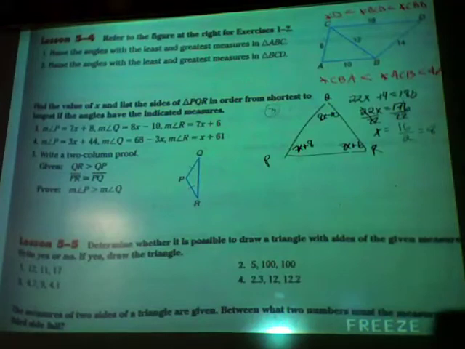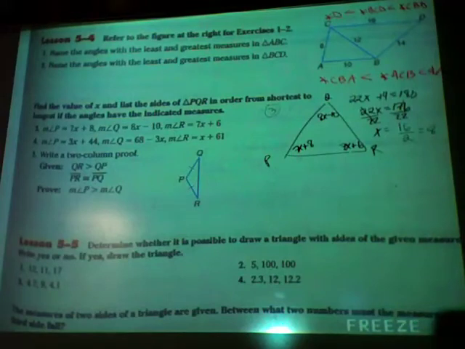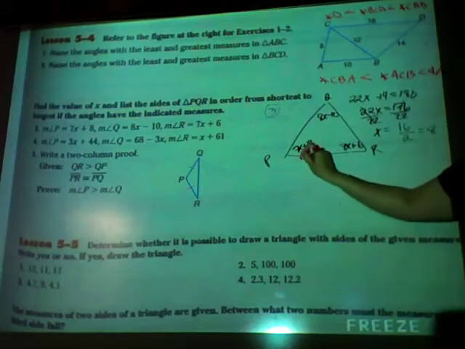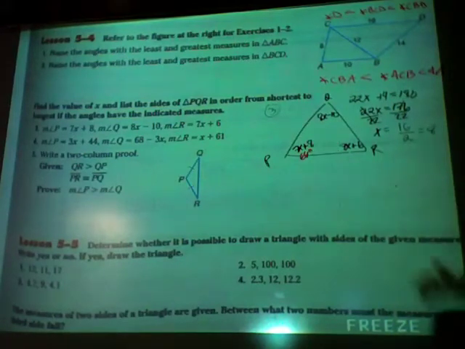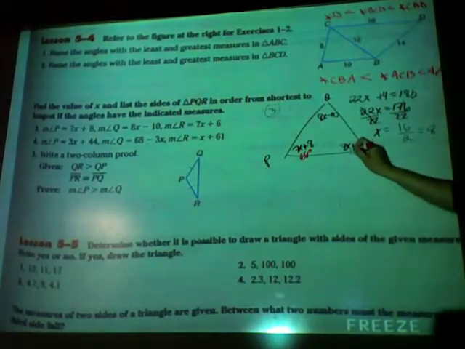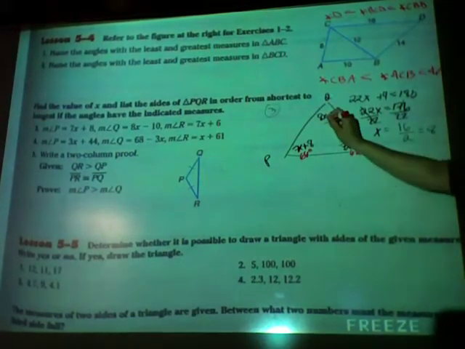What do I do with that? Plug it into each one of these. So what's 7 times 8? 56 plus 8. 64. So that one's 64 degrees. What's 7 times 8? 56 plus 6. 62 degrees. And 64 minus 10, 54.